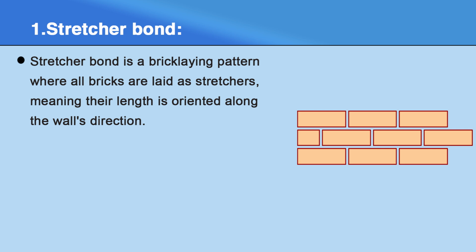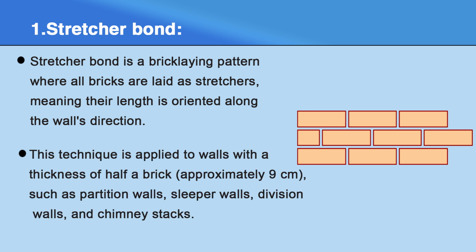The bricks are laid in a way that aligns their length parallel to the direction of the wall. It is necessary to ensure the uniformity and continuity in the appearance of the wall surface. So, this is something important, that the course laying should be such that the uniformity and the continuity in the appearance is maintained.